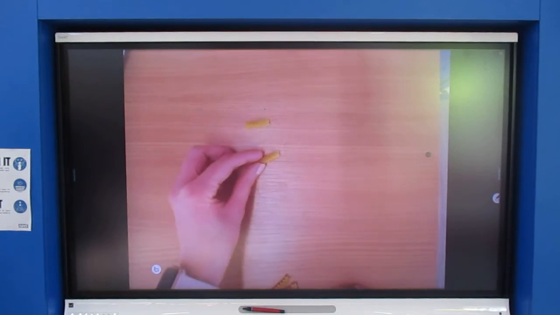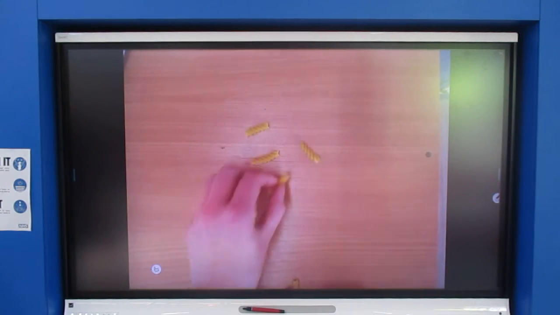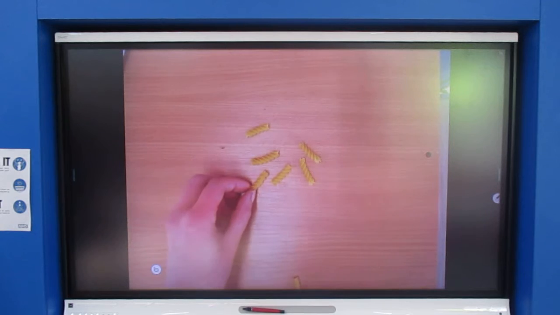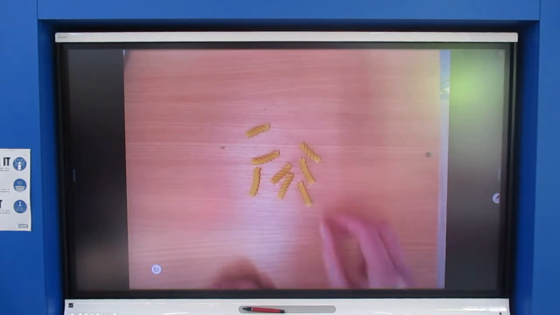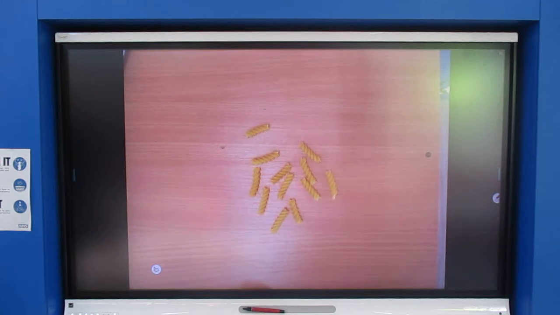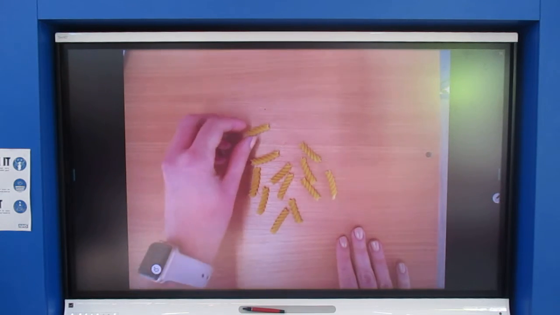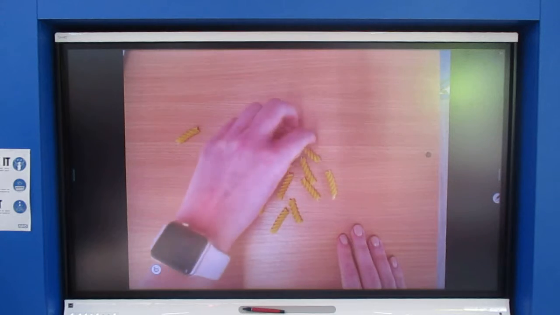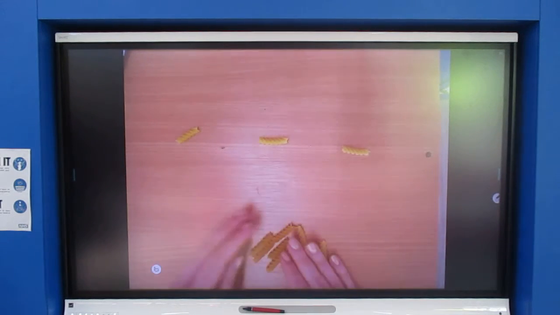1, 2, 3, 4, 5, 6, 7, 8, 9, 10, 11, 12. Okay, and I'm going to put the rest of my pasta away from my group so I know that I've only got the amount that I need. Now our sum asked us to share them into 3 equal groups. So let's do that together. 1, 2, 3. Remove the rest.